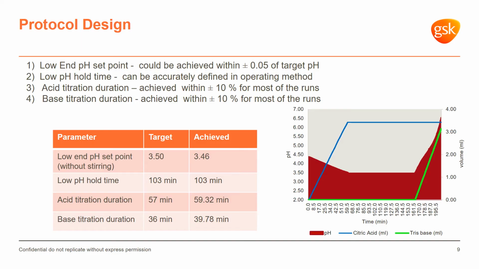Acid titration and base titration duration were the most tricky ones because you were playing with the dosing rate of acid and base to achieve those durations, and it was really important to see that we were able to get those targets within plus or minus 10% of the range.